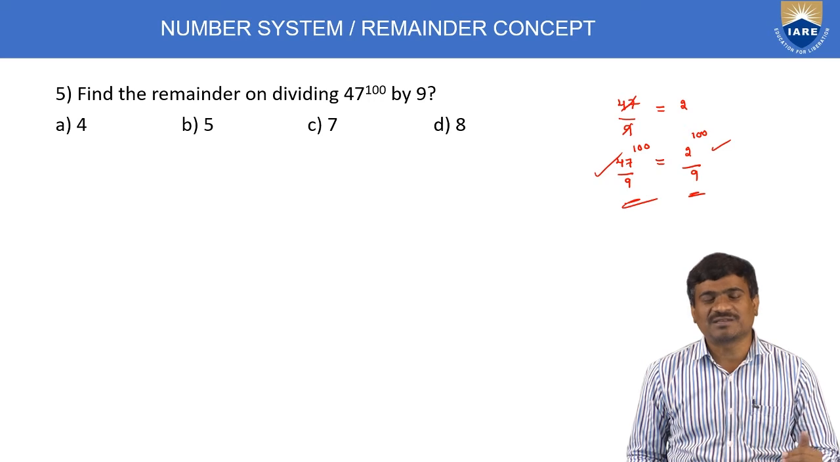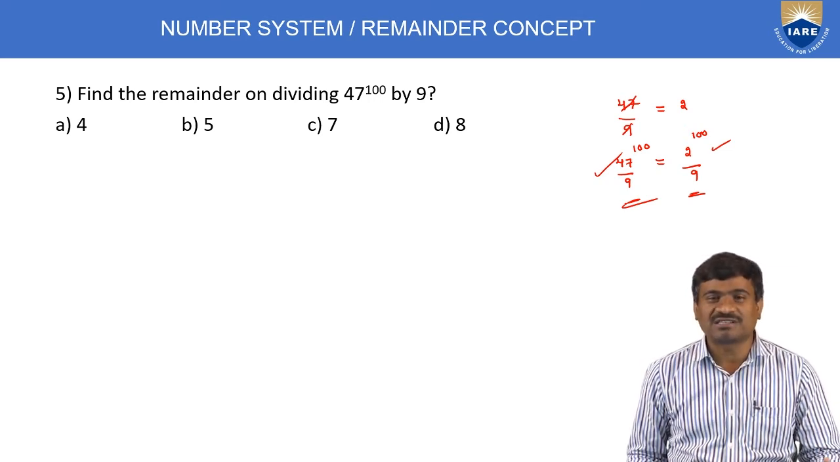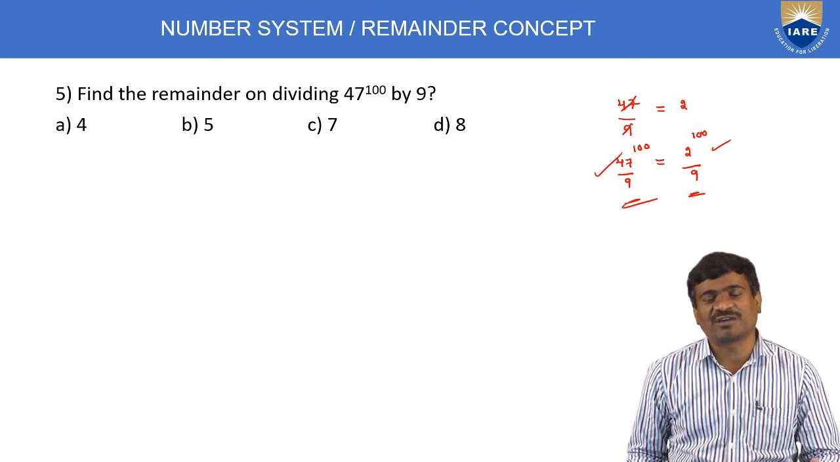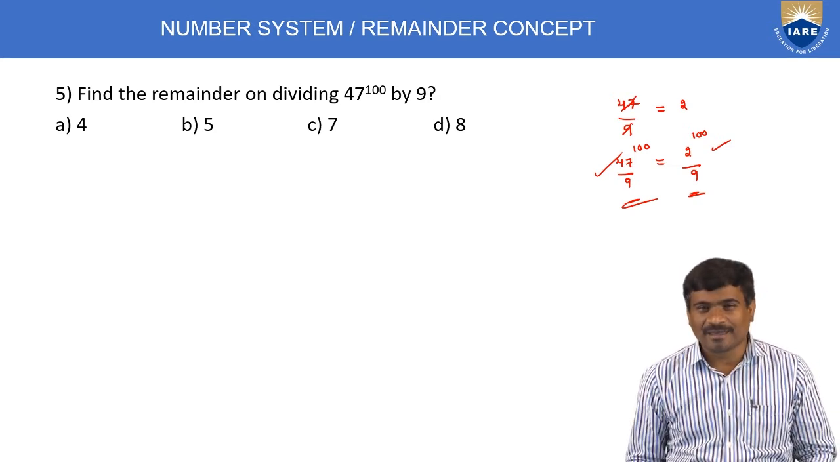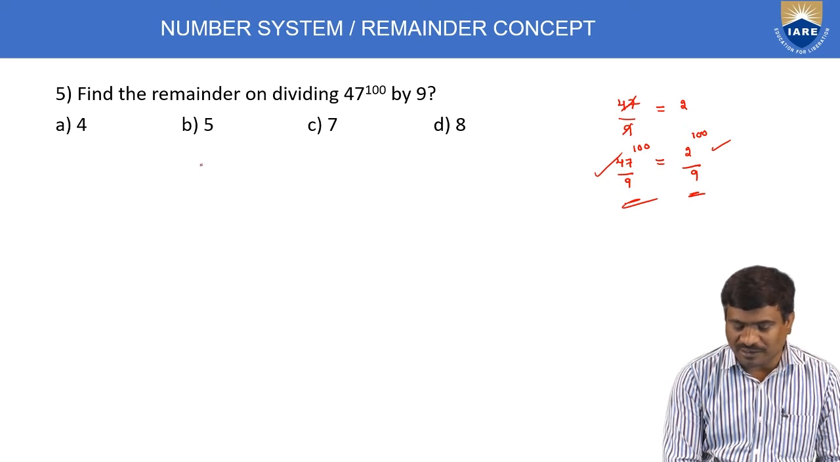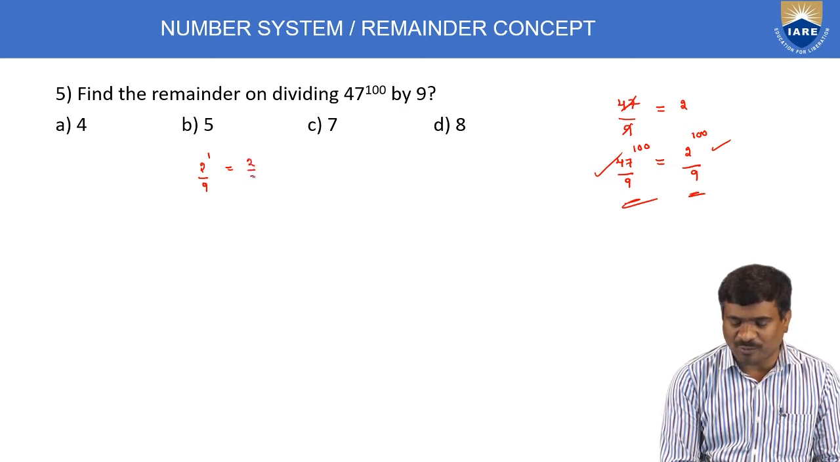Here 47 by 9, convert into a value less than 9. 47 means 9 into 5 is 45, remainder only 2. That is also written as 2 to the power of 100 by 9. Now check the remainder property for 2. 2 to the power of 1 by 9 is equal to 2 by 9. 2 is not divisible by 9. Remainder only 2.